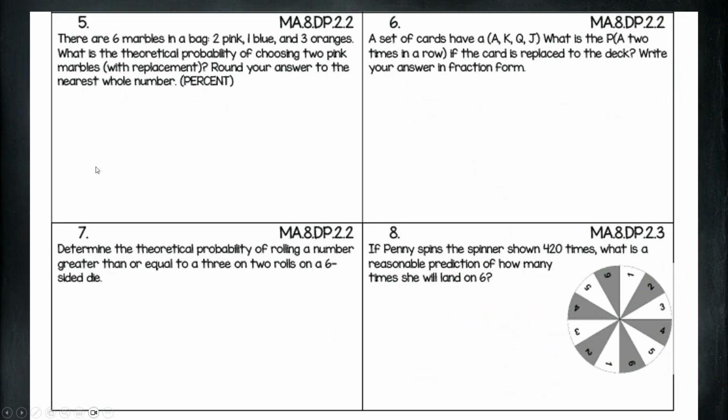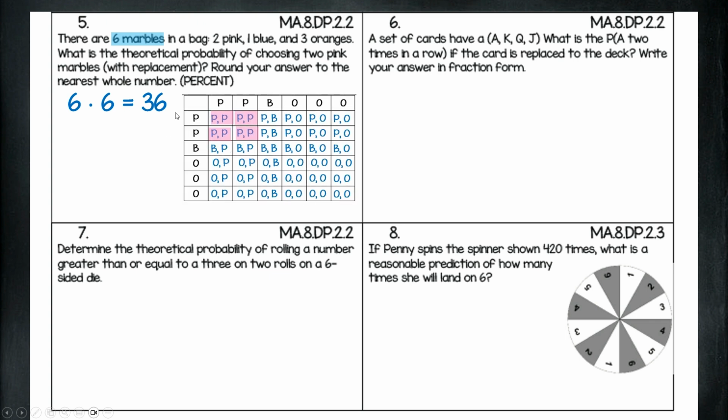All right, question number 5. There are 6 marbles in a bag, 2 pink, 1 blue, and 3 orange. What is the theoretical probability of choosing 2 pink marbles with replacement? Round your answer to the nearest whole number. So percent. So we have 6 marbles in a bag, and we're going to be choosing 2 marbles from that bag with replacement. So first thing we're going to do is figure out the denominator for our fraction of our theoretical probability, which is 6 times 6, so 36.